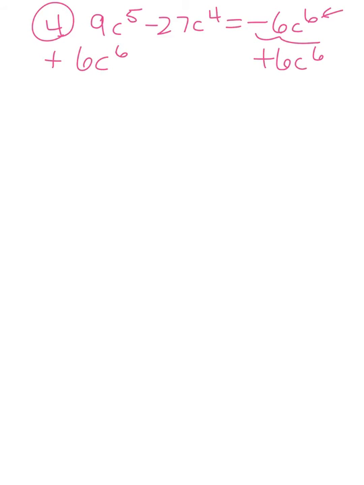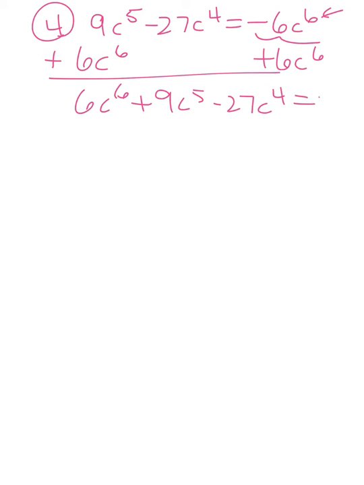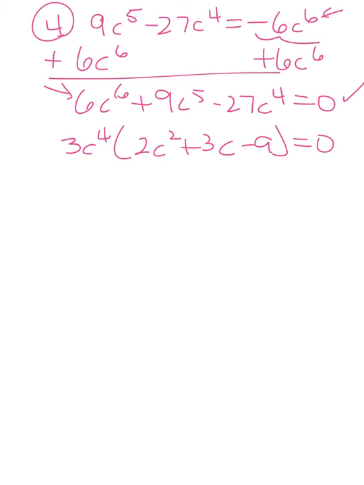And I will rewrite my trinomial. So I have 6c to the 6th plus 9c to the 5th minus 27c to the 4th is equal to 0. So now I'm set equal to 0, and my leading coefficient now, which is 6, is positive, so I'm all set. Now I'm going to look for a greatest common factor, which in this case is 3c to the 4th. So now I'm left with 2c squared plus 3c minus 9 is equal to 0.